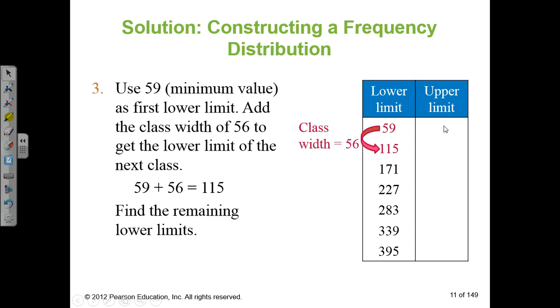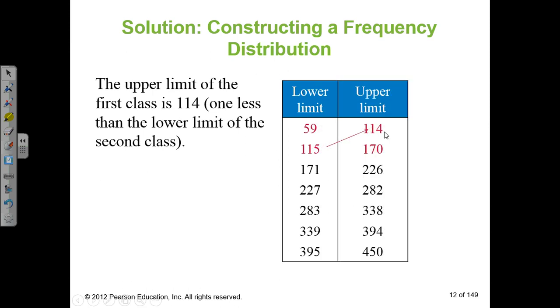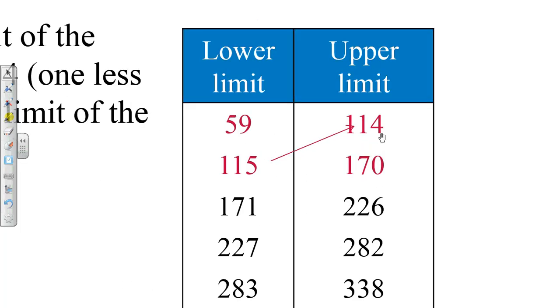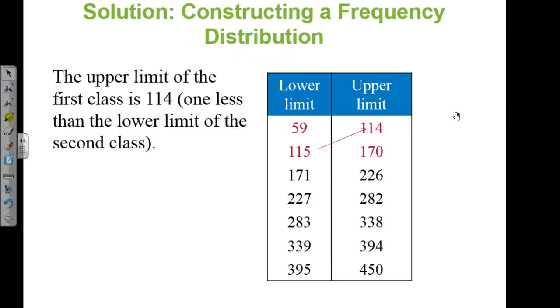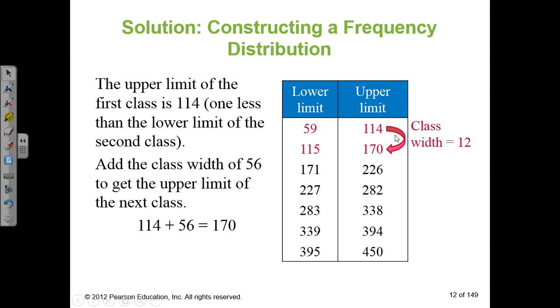Now for the upper class limit, we want a number that comes right up to 115 without overlapping it. Clearly, 114 would be our best choice. And then you can add the class width each time to find the remaining upper limits.